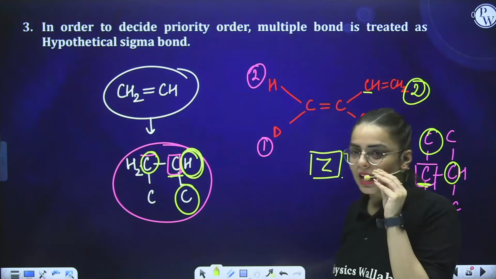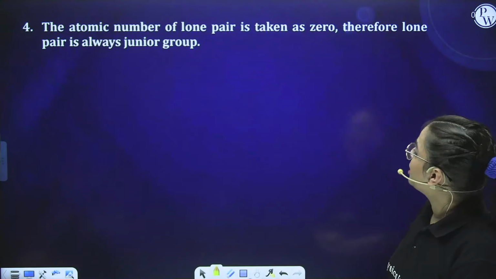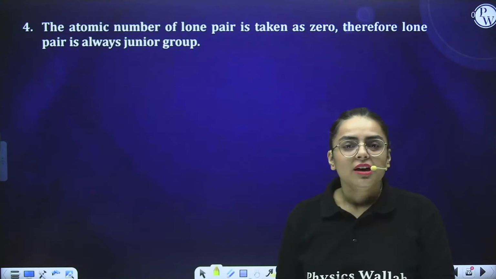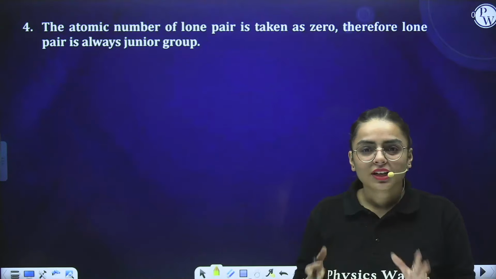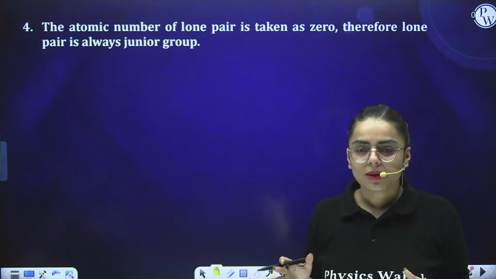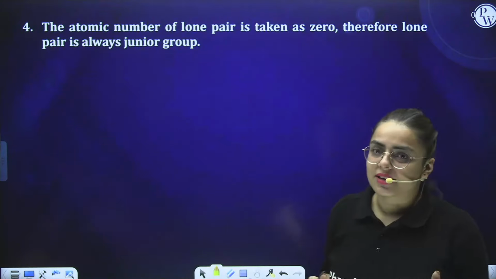Now let us see the last rule over here. The atomic number of lone pair is taken as 0. Therefore lone pair is always the junior group. So when you will see the lone pair in any of the cases, you will consider it as a 0. Okay, and it will be considered as a junior group.